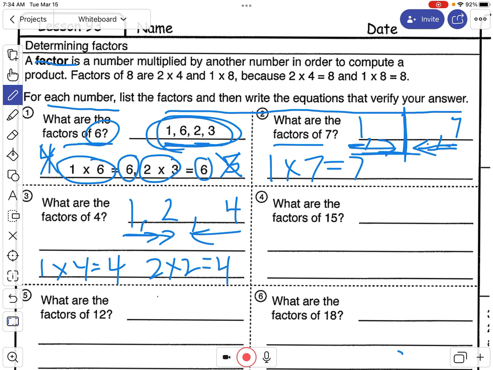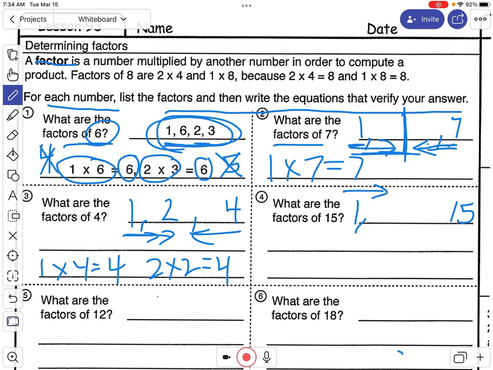Okay, you try number 4 with the number 15. Pause the video, turn it back on when you're ready to see how I did it. All right, so you should have, again, started with the lowest number, which is always 1, and the highest number, which is always itself, 1 and 15. Now we're going to work our way up, starting at 1. 2, next number. Does 2 go into 15? No, because 15 is not even, right?